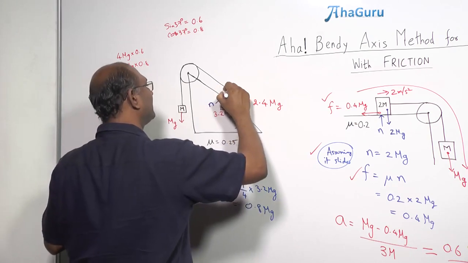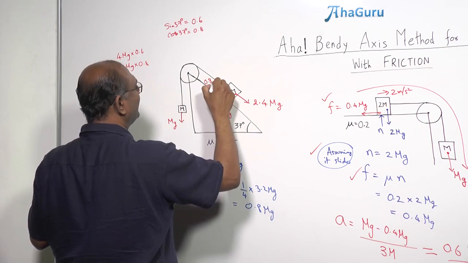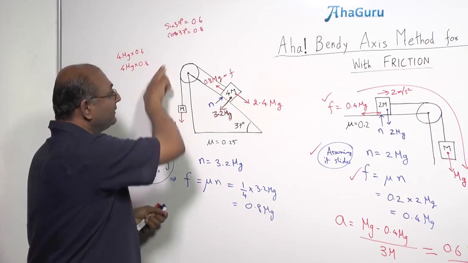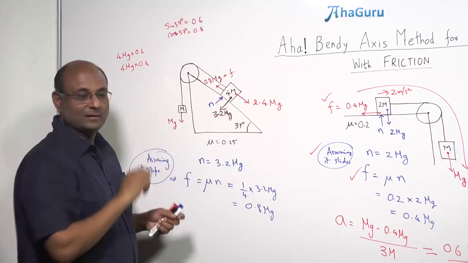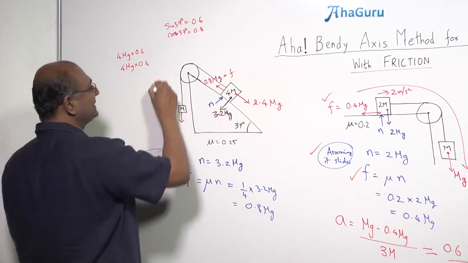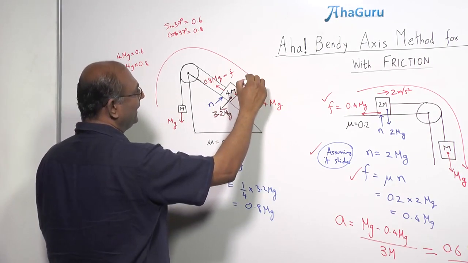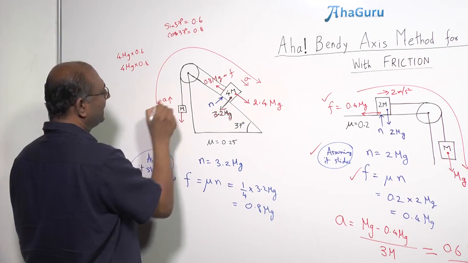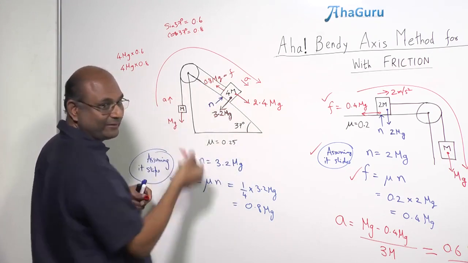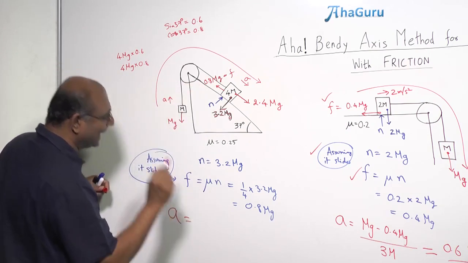So let me draw that. So this is 0.8 mg. That is the friction force. Okay, so if you look at this force, it matters. Yes. Why? Because my bendy axis is in this direction. And I'm assuming that it's accelerating like that. So this is A and this is going up A. This direction is positive, so this is negative. 2.4 positive, this is 0.8. What should I do with it? Negative.